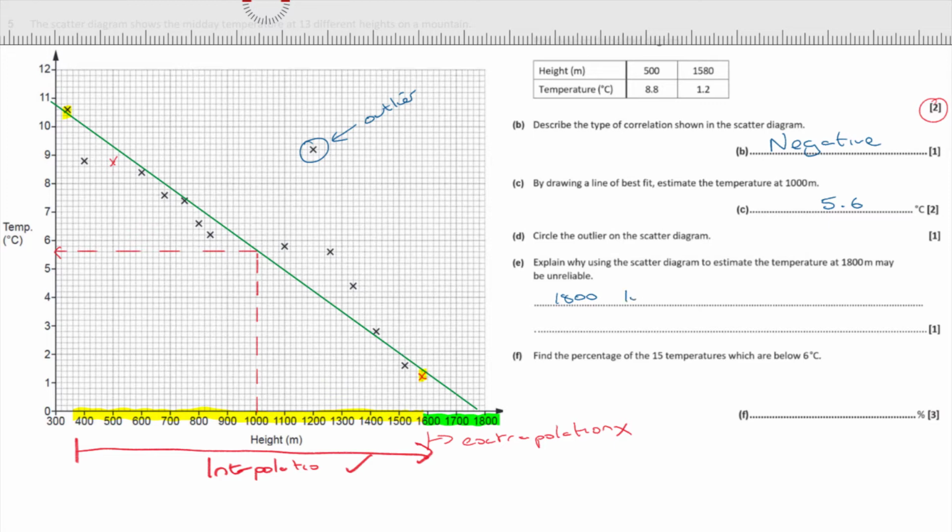1800 lies beyond the last point on the graph, so we would be extrapolating.